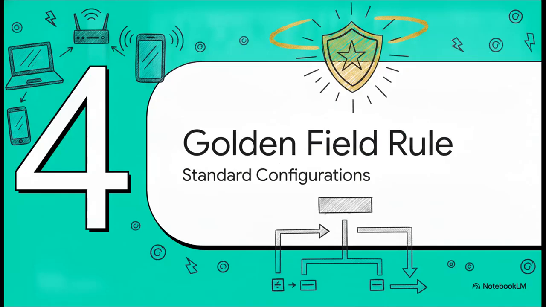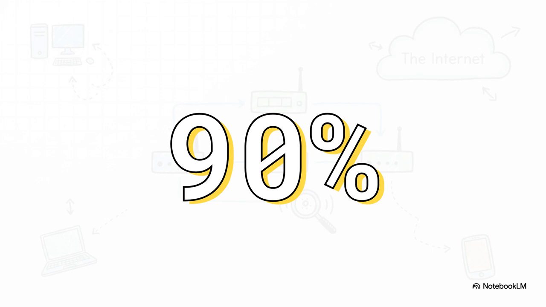Section 4. The Golden Field Rule. Let's look at one last critical detail. Let's wrap up our technical toolkit with a vital piece of field wisdom regarding standard home network configurations. 90%. That is a massive number, and it represents a massive reality in consumer networking. I really want you to firmly keep this statistic in mind. To put that into perspective, 90% of all standard home internet installations strictly expect and use the 255.255.255.0 subnet mask. It is the undisputed golden standard for home environments across the board.